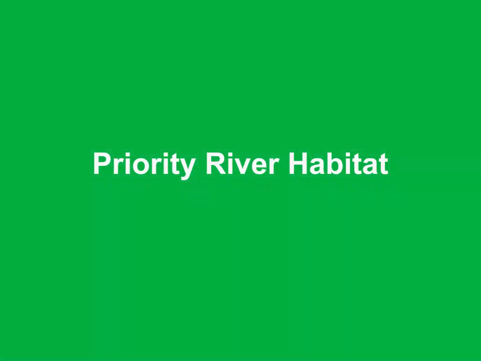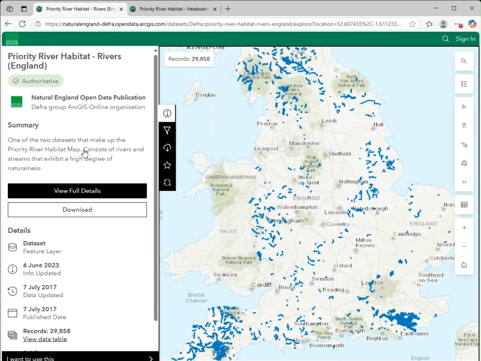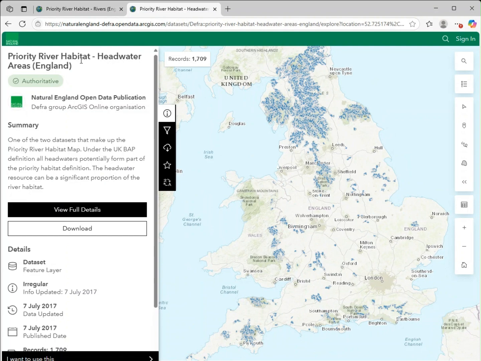Priority river habitat is defined by Natural England as highly naturally functioning stretches of river and therefore includes only a very small number of watercourses. Priority river habitat, which is characterised as very high distinctiveness, can be identified through Natural England's published maps as shown here.